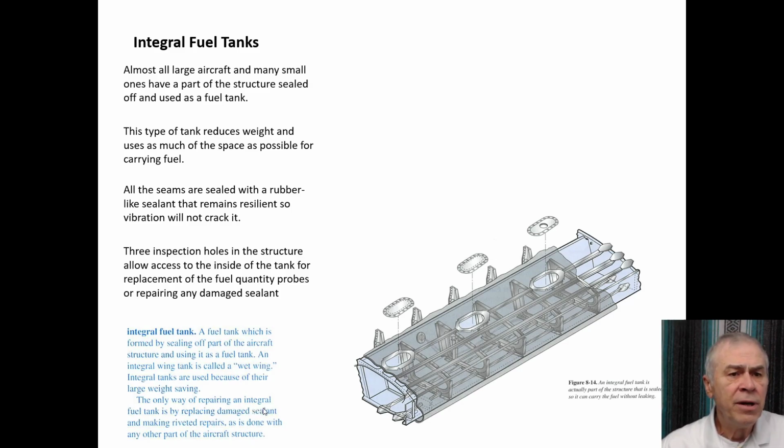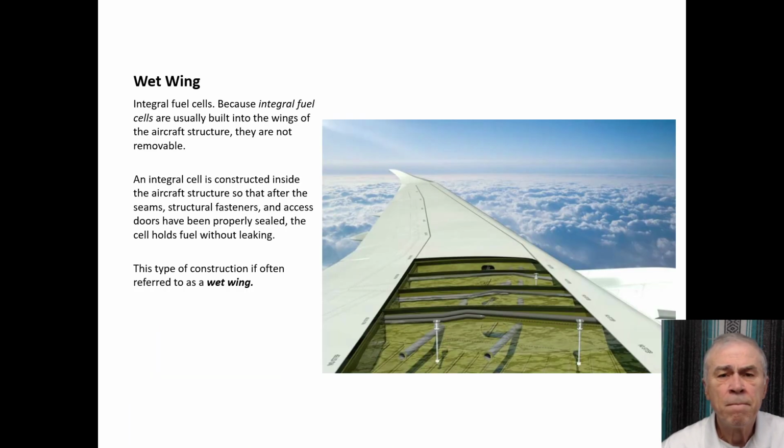The only way of repairing an integral fuel cell is by replacing damaged sealant and making riveted repairs, as with any other part of the aircraft structure. Because integral fuel cells are usually built into the wings of the aircraft structure, they are not removable. I think we pretty much said everything we need to say there. It's a much better picture of one, though.